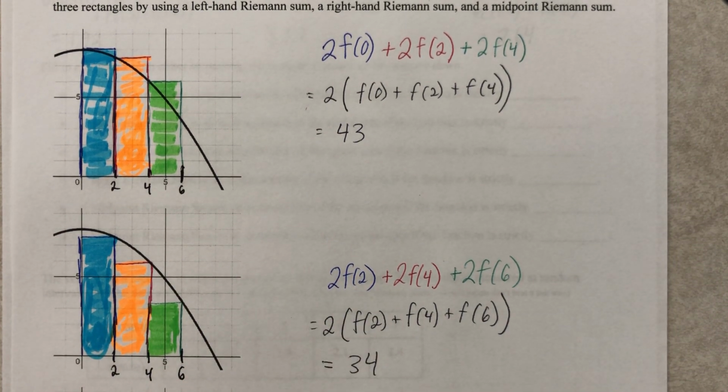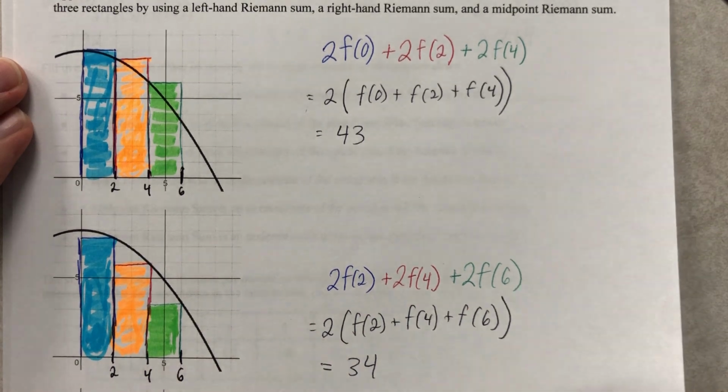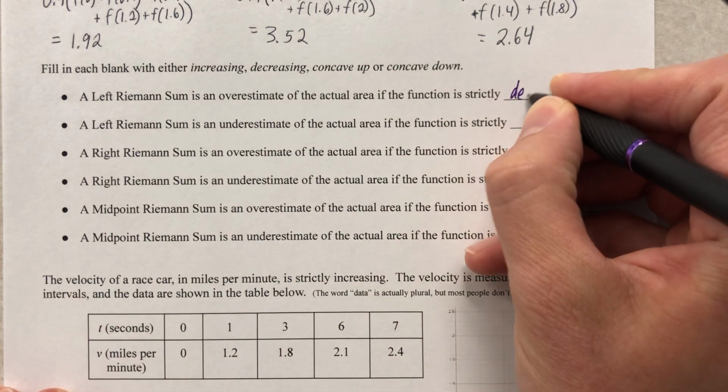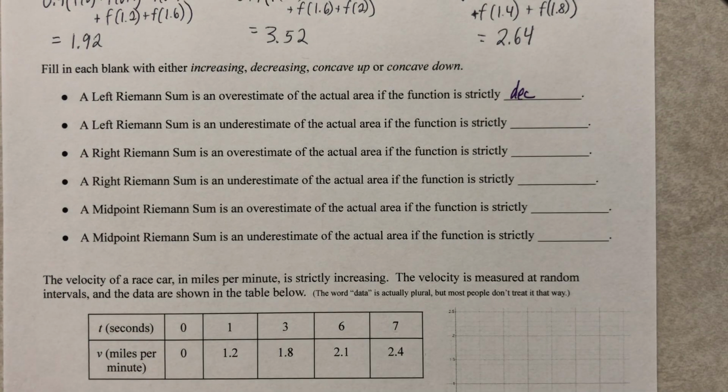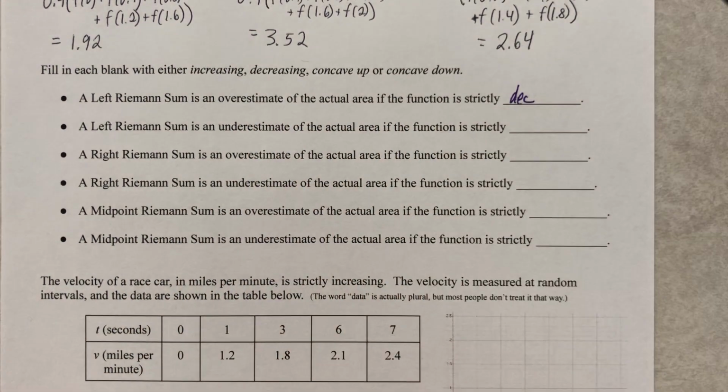Okay. Decreasing, concave down. Did the concavity determine any of that? It's just simply the fact that it was decreasing. So concavity had nothing to do with it. In this case, it is simply, and let me use the purple pen, I don't know why, decreasing. A left Riemann sum is an overestimate of the actual area if the function is strictly decreasing, okay?